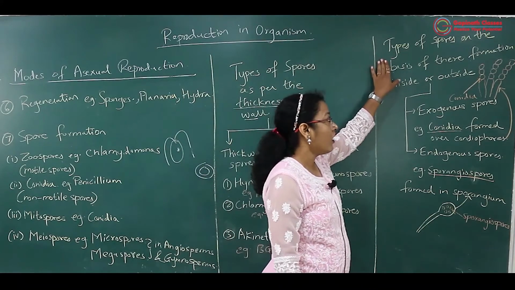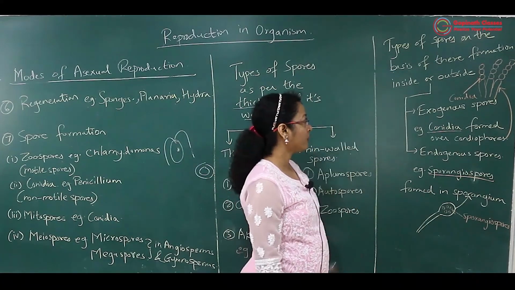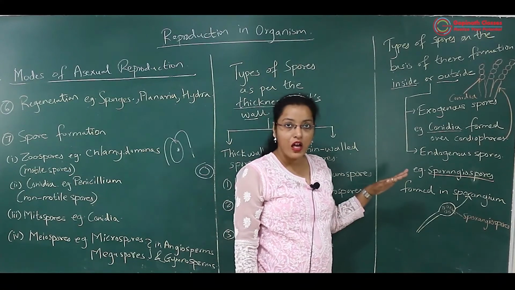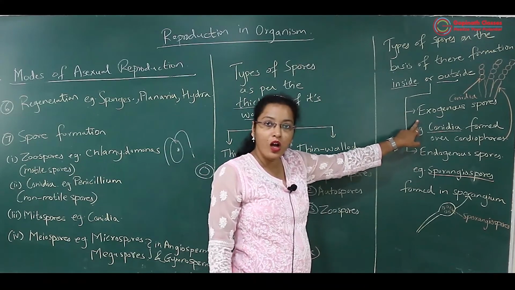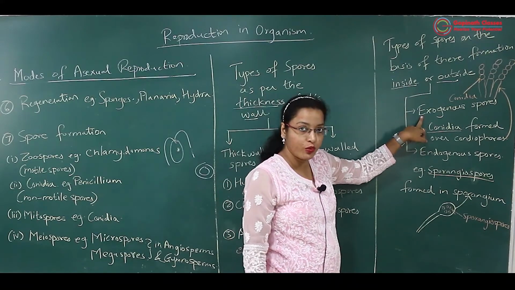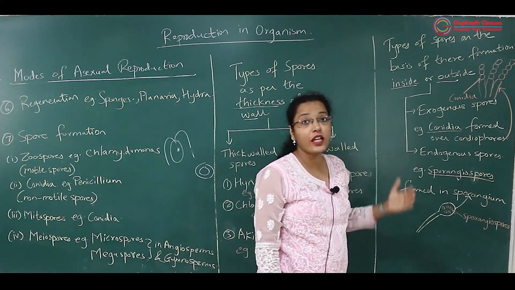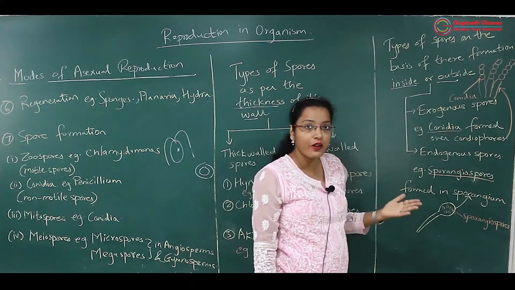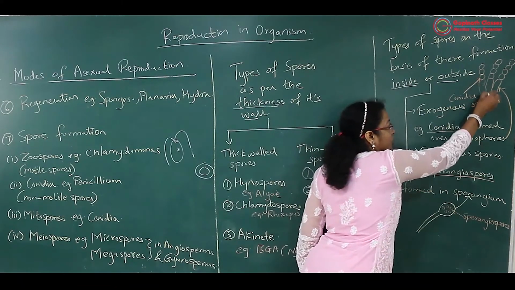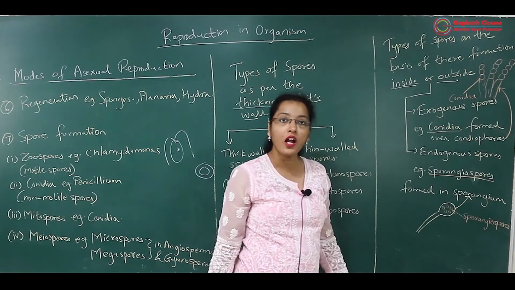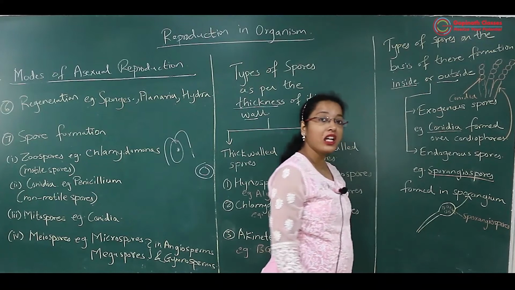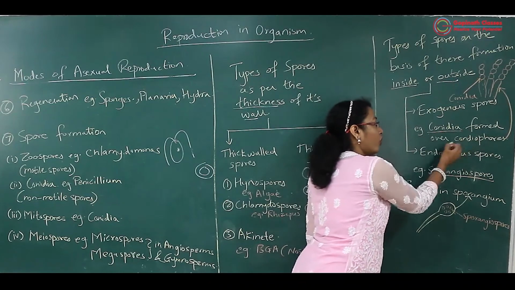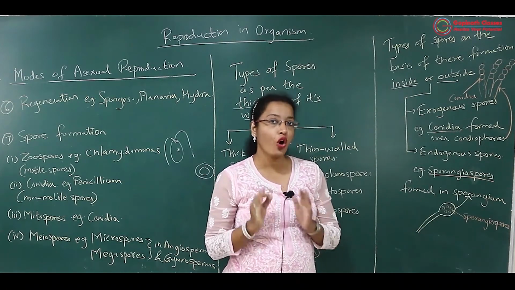Now, we will study further classification or types of spores based on their formation, where they are formed. Either they are formed outside or inside. If the spores are formed outside, such types of spores are known as exospores, and if the spores are formed inside, such types of spores are known as endospores. Exospores, again conidia. Conidia are formed over the conidiophore. This is the stalk-like structure over which conidia are formed. So outside we can very well count how many conidia are formed over the conidiophore. Okay, so conidia are formed over the conidiophore in many types of fungi.